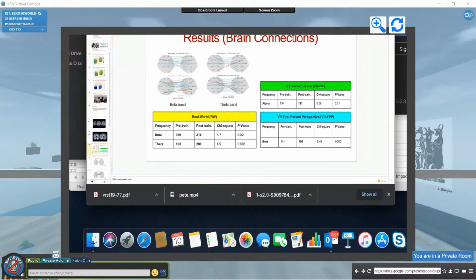So that's interesting and encouraging. But this is just the very beginning stages. I think what we found is that we can use VR to reproduce face-to-face studies of brain synchronization, but we need to study it a lot more.